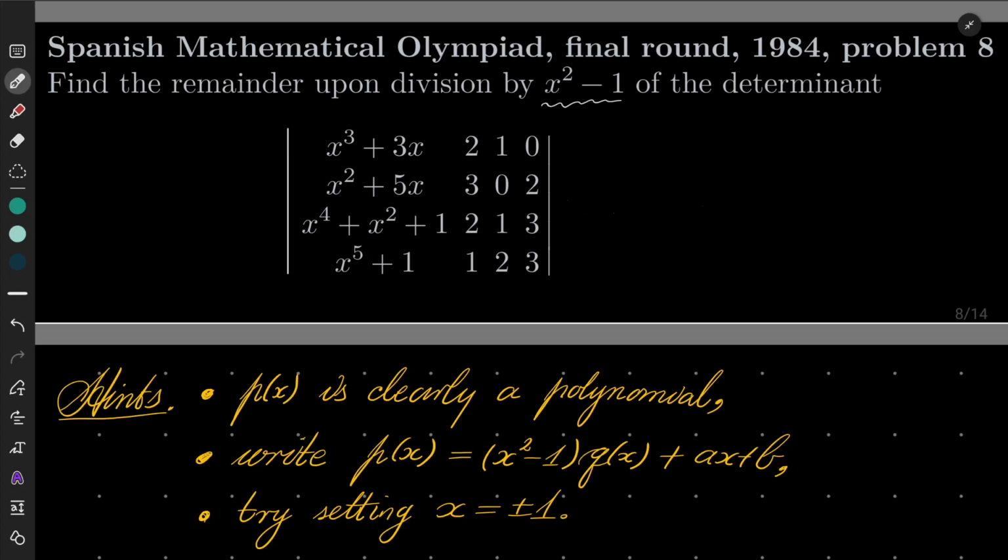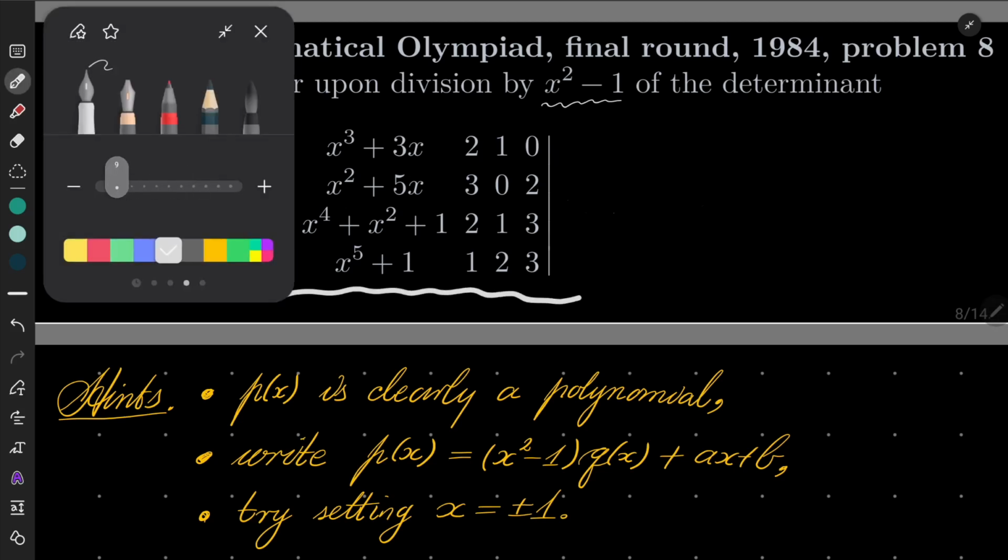Hello friends, in this video I'd like to solve the following problem from the Spanish Mathematical Olympiad final round 1984, problem number 8. We wish to find the remainder upon division by x squared minus 1 of the determinant, this determinant here. So give this problem a try.